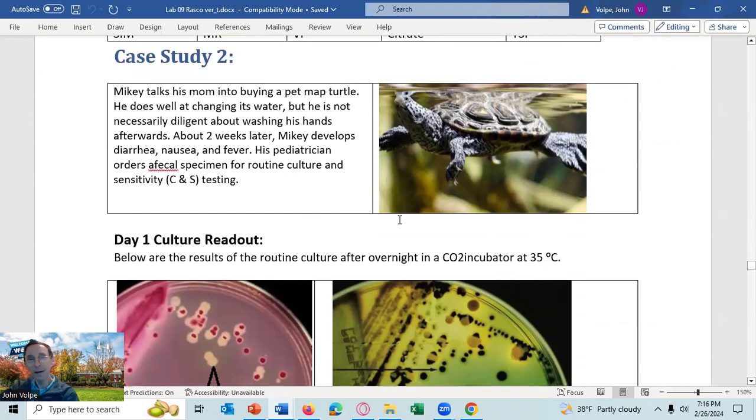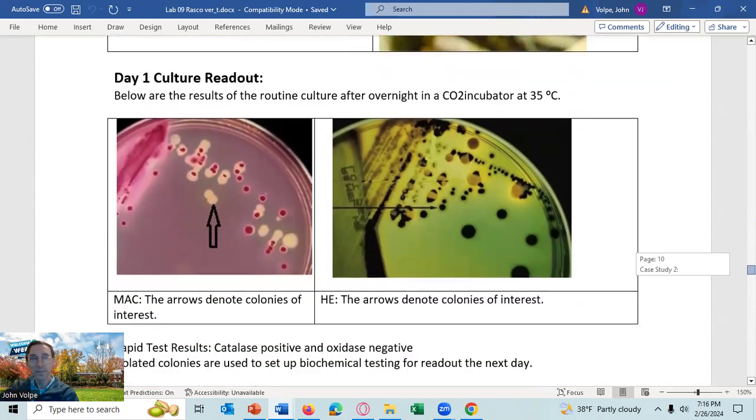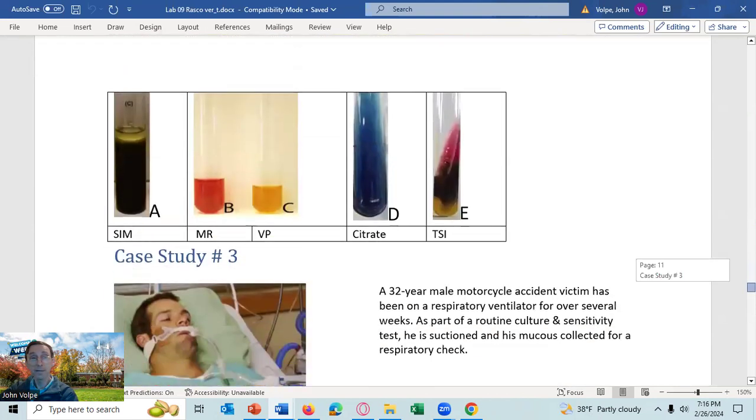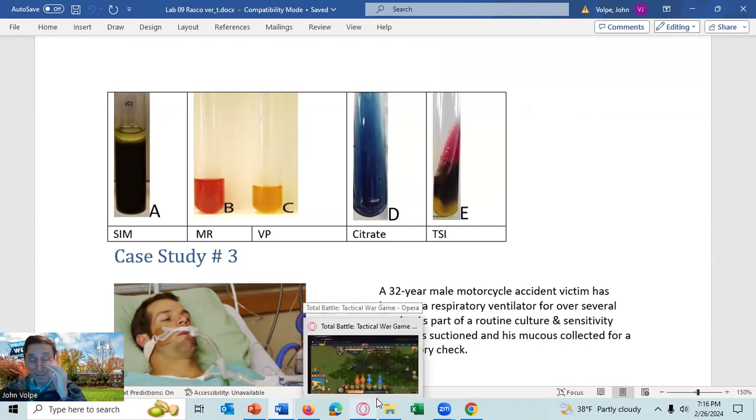Mikey talks his mom into buying a pet turtle. And then Mikey becomes sick. And then there's a few tests they run. That's a colony of interest whenever they have an arrow at it. And then here's the day 2 tests: the SIM test, the MR test, the VP test, citrate test, the TSI test. So go ahead and read through the case studies and fill in the table and then answer what the species is causing the infection. Any question on this lab?